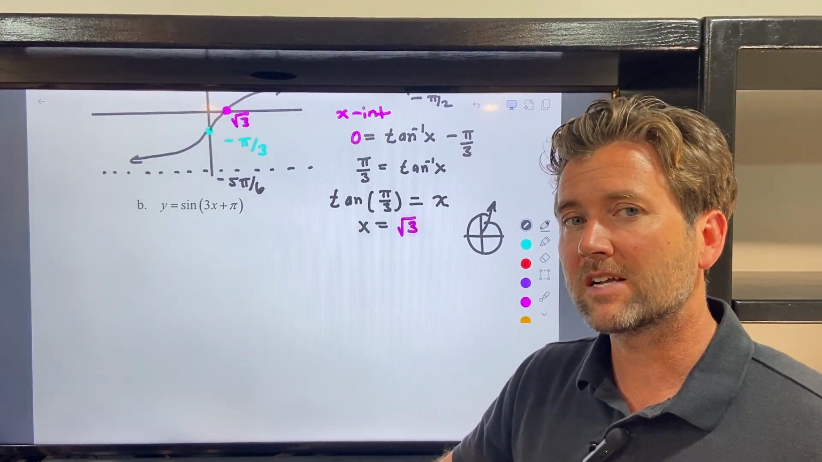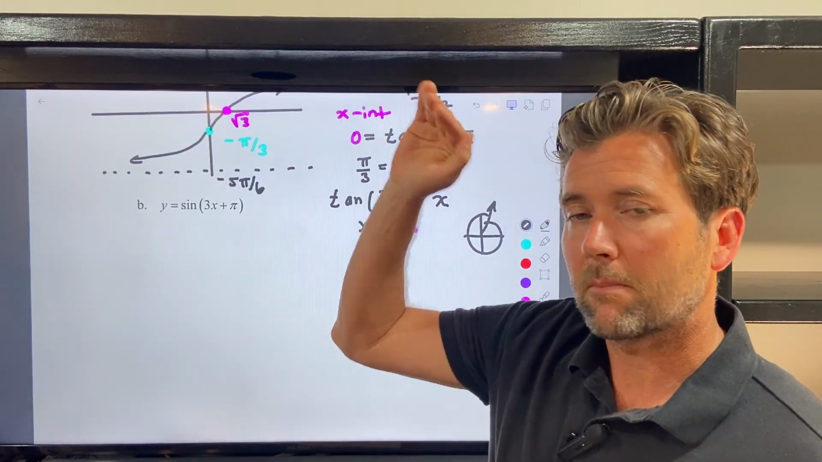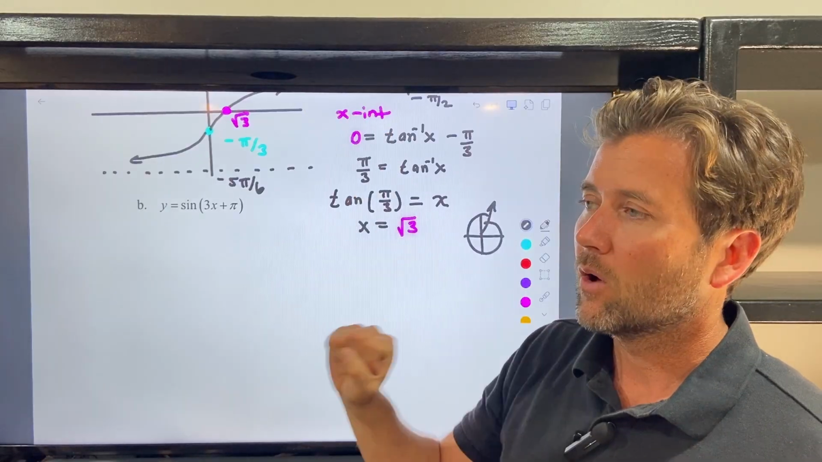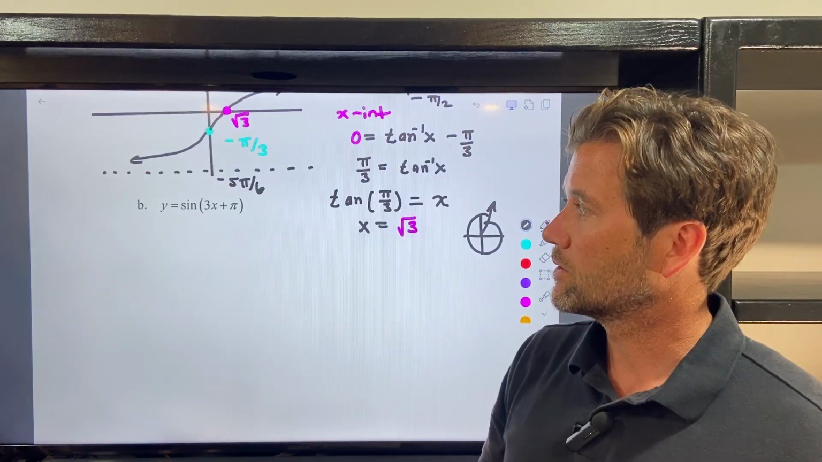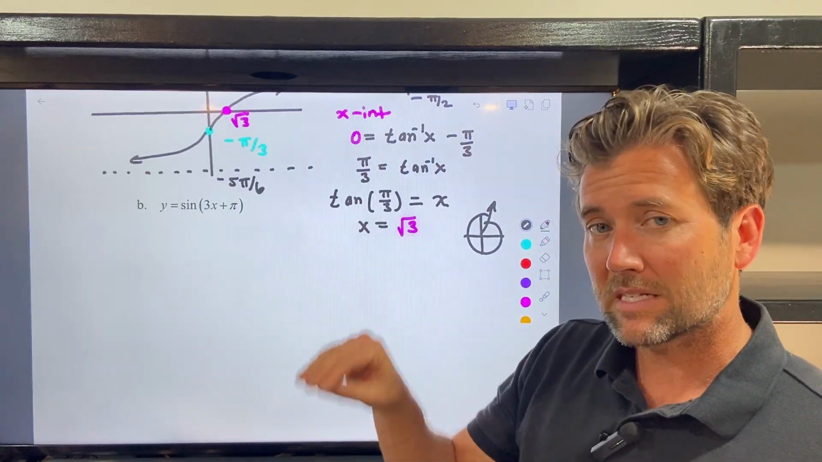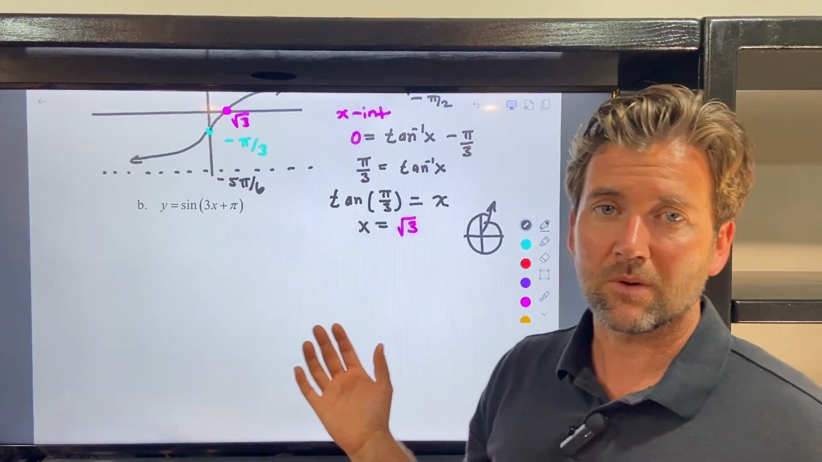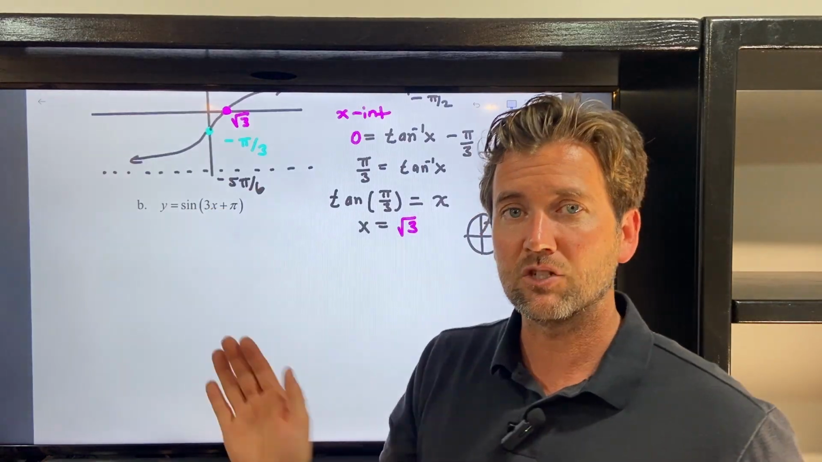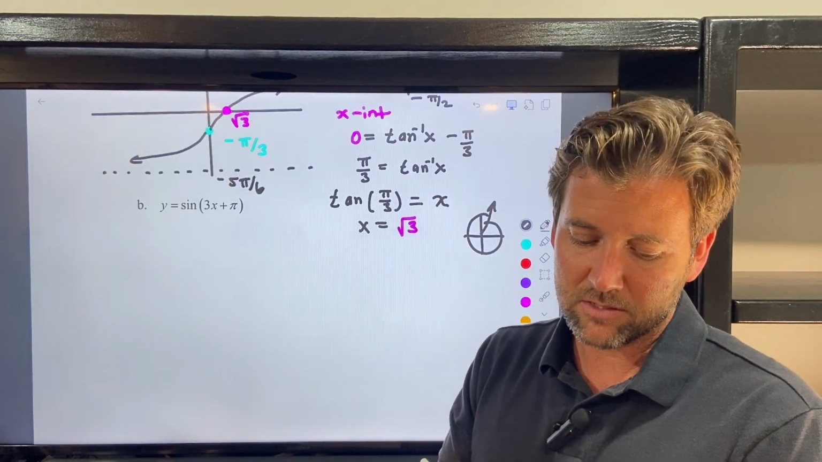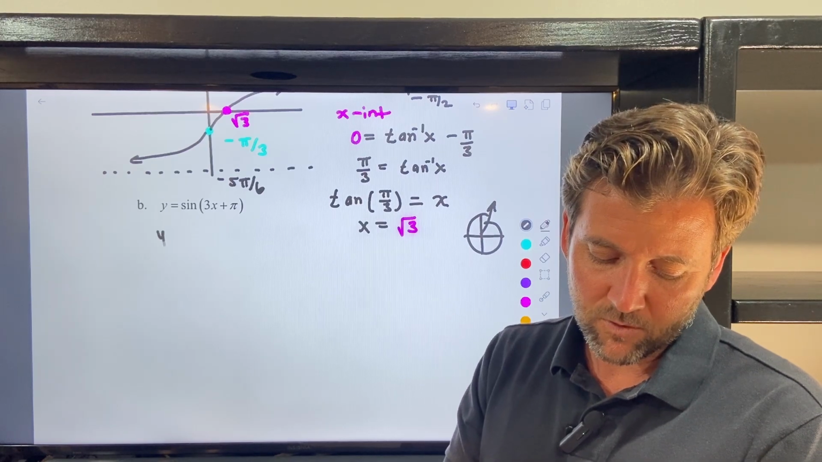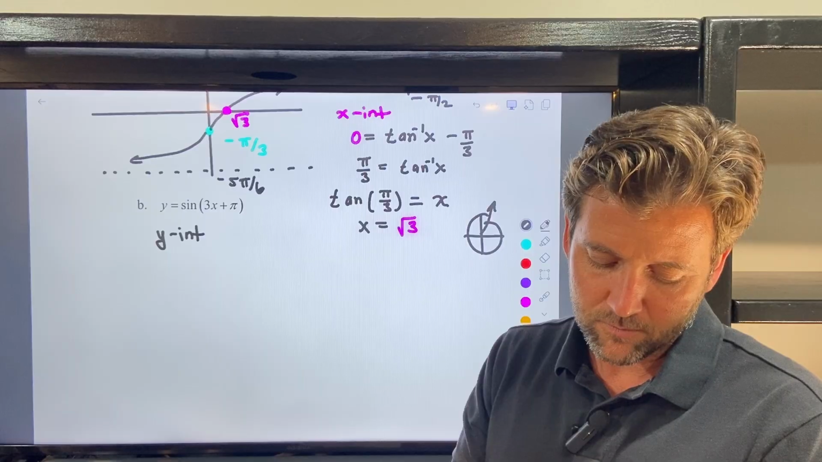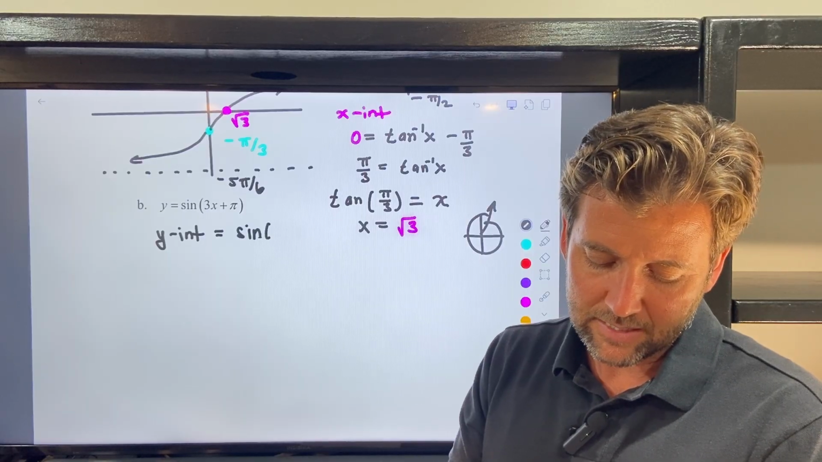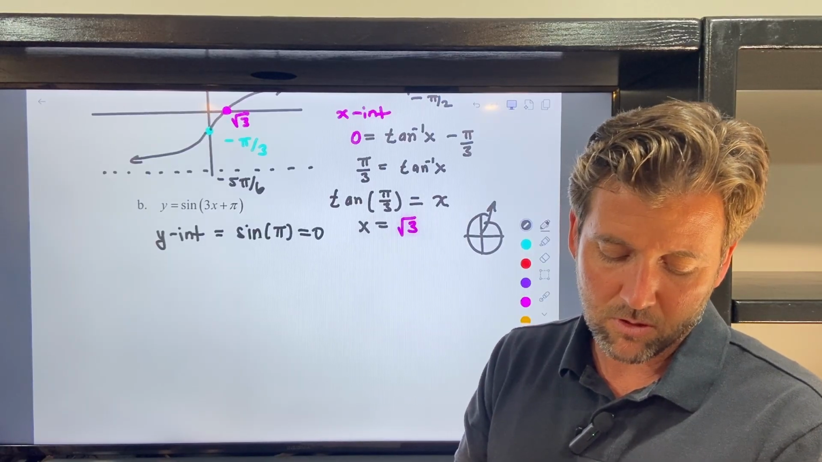I'm hoping that when I find the y-intercept, I'll get a y-intercept at the maximum. Hopefully, that'd be great. At the origin's good, or at the minimum value. That's ideal. If I get a y-intercept that's not one of those 3 points, then I'm going to have to take the route of graphing sine of 3x and then shifting it. I don't want to do that because that takes a lot of time. So I'm going to first find the y-intercept. I plug in 0 for x, and I get the sine of pi, which is 0.